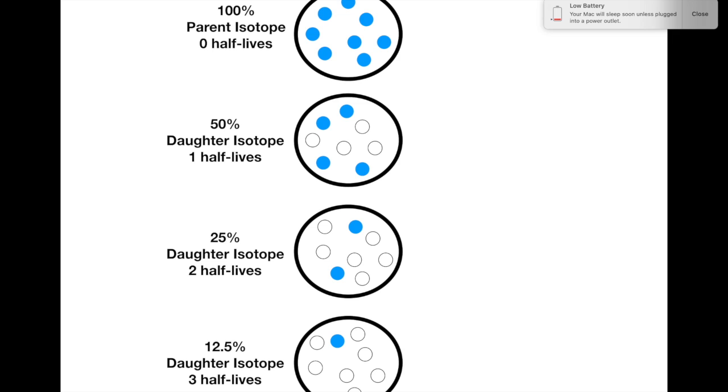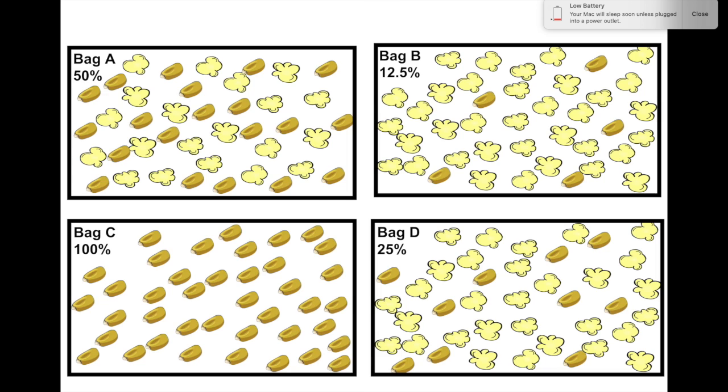Then in your next circle, instead of 4 being filled in, there are only 2. That represents 25%, which is 2 half-lives. And finally, in our last example, instead of 2 being filled in, there's only 1, which represents 12.5%, which is 3 half-lives. So let's take a look at our bag.